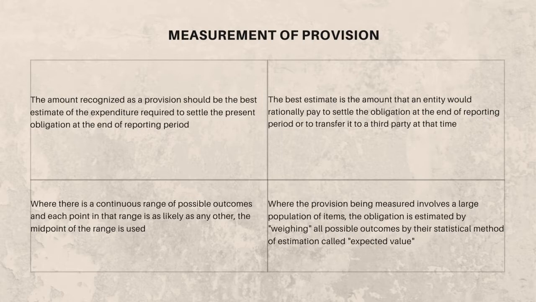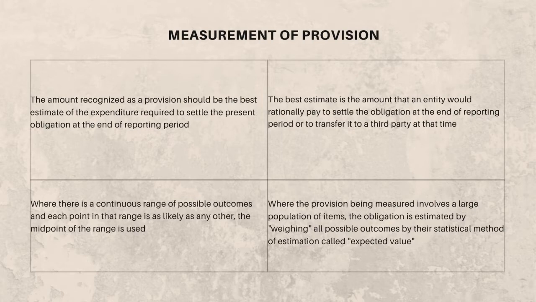Or yung median. Where the provision being measured involves a large population of items, the obligation is estimated by weighing all possible outcomes by their associated probabilities.